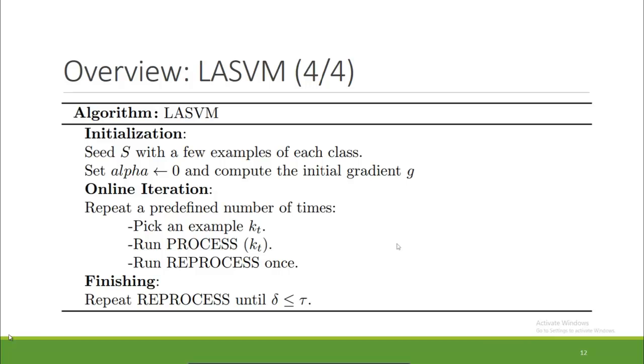First, we initialize S with the set of examples quantified as support vectors, and with it we set alpha of the hypothesis to 0 and compute the initial gradient G. The most important part is the online iteration, in charge of updating the hypothesis with process and reprocess when an example or a set of examples come in, and we keep repeating reprocess until the gradient of the most tau-violating pair in S no longer exceeds tau itself.